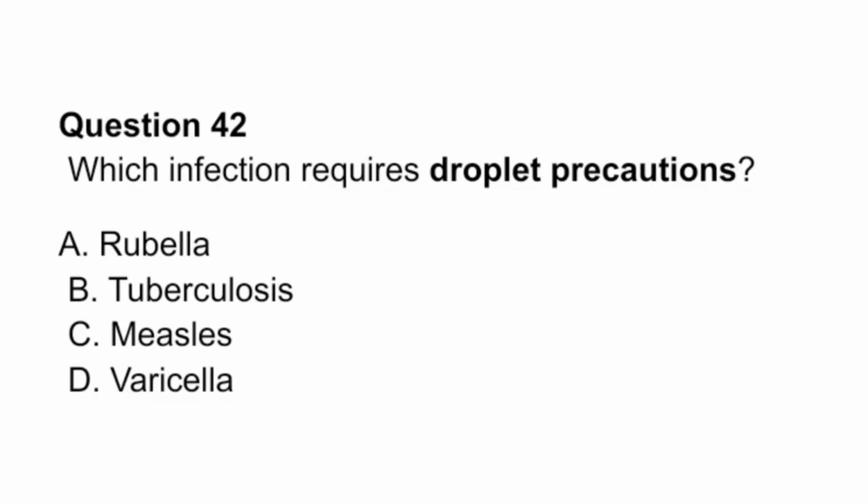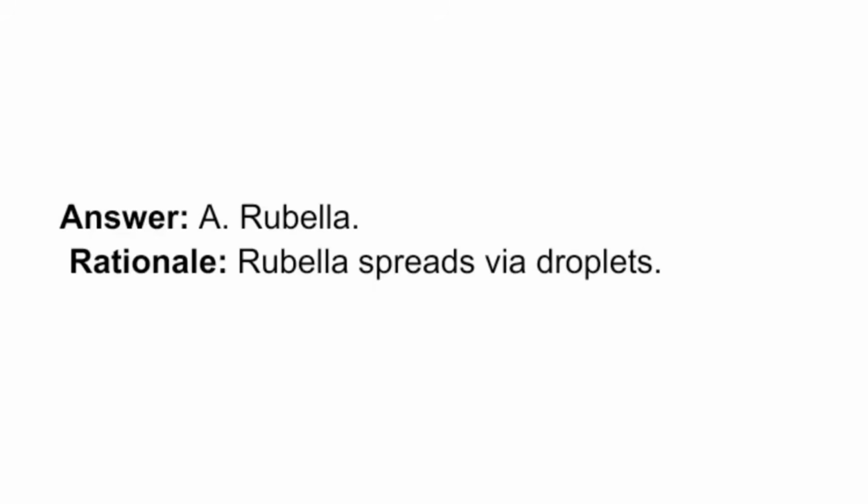Question 42. Which infection requires droplet precautions? A. Rubella. B. Tuberculosis. C. Measles. D. Varicella. Answer. A. Rubella. Rationale. Rubella spreads via droplets.